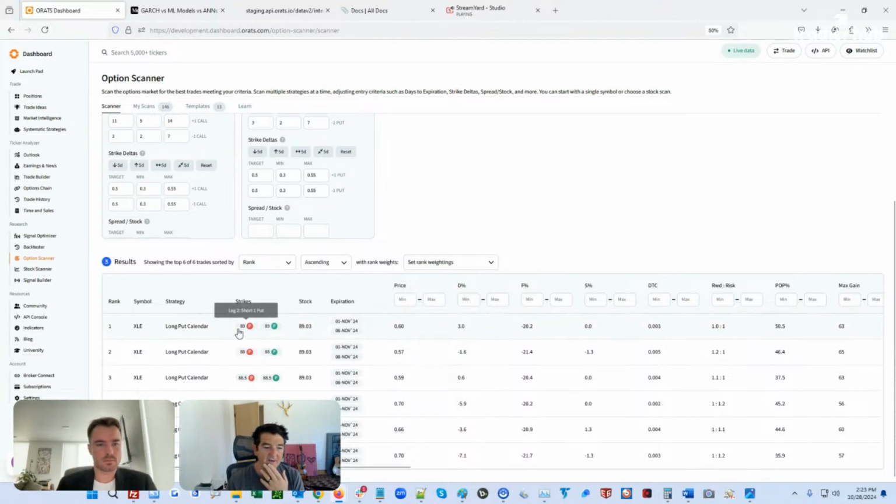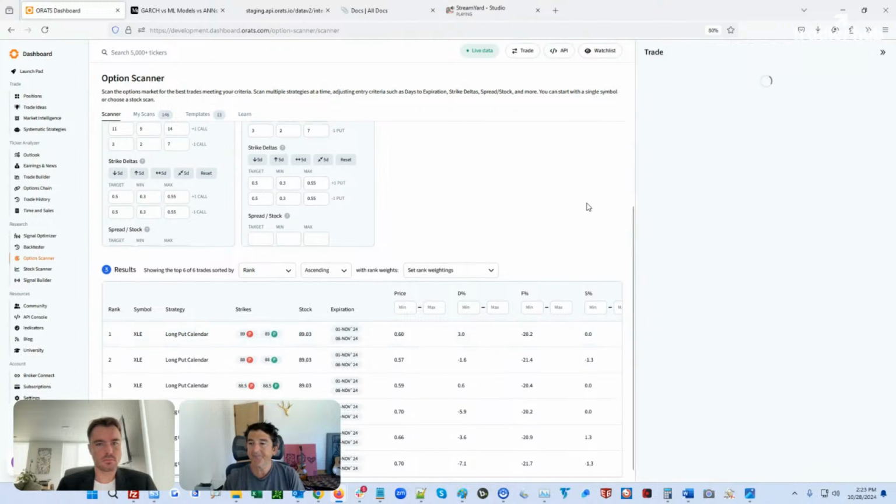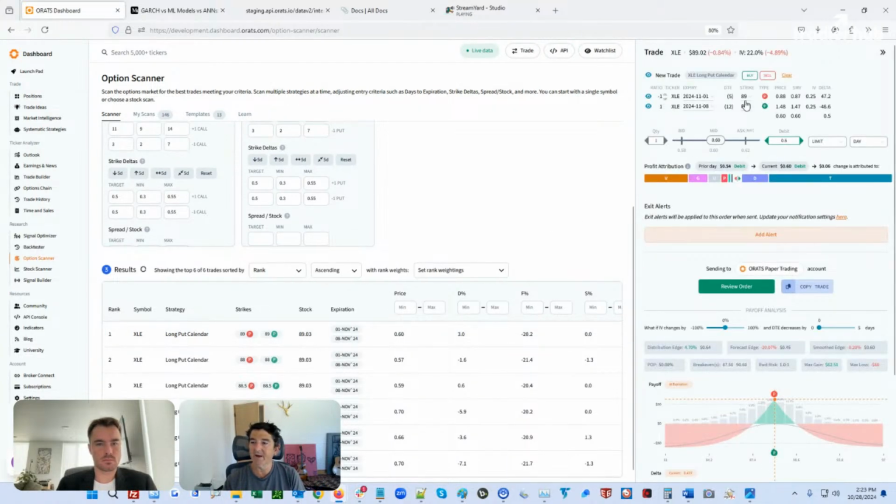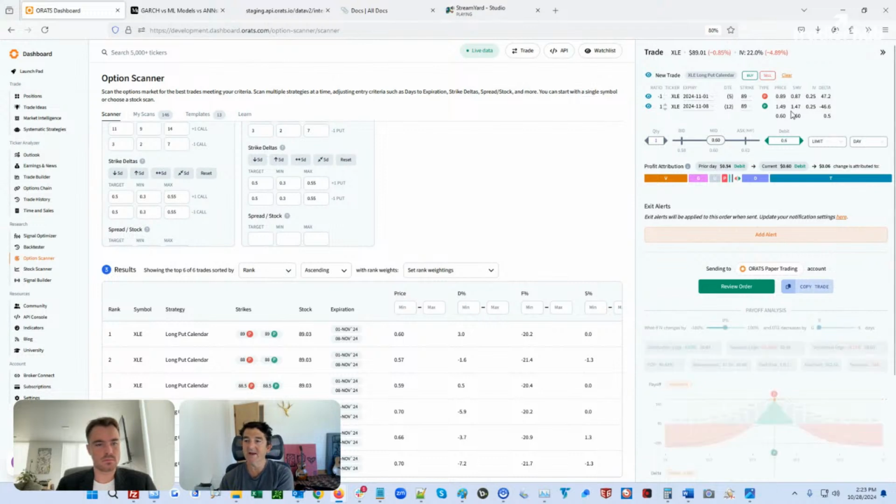And so what do we got? So we got the long put calendar. So let's take a look at that. 60 cents. So we'd be selling the first. So that's 88 cents. So my theory is that's a lot of money to get before the election happens in relation to what's happening after the election. Does that make sense, Tyler?